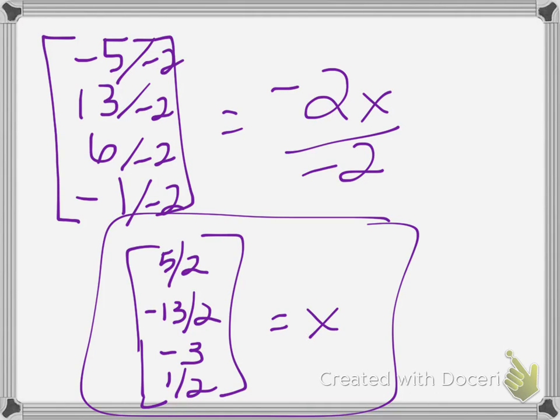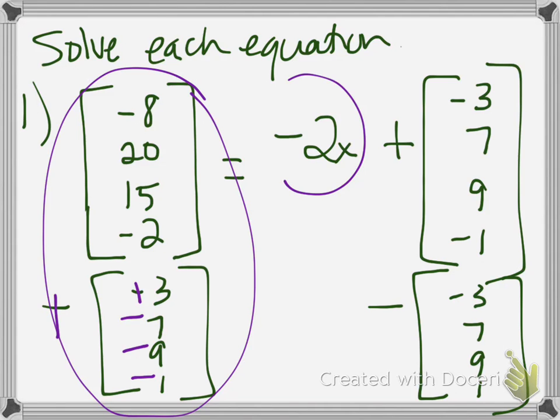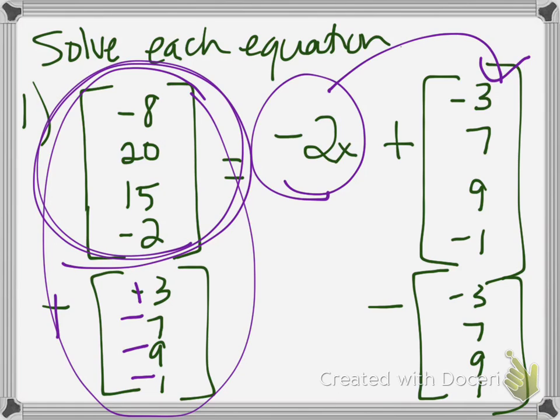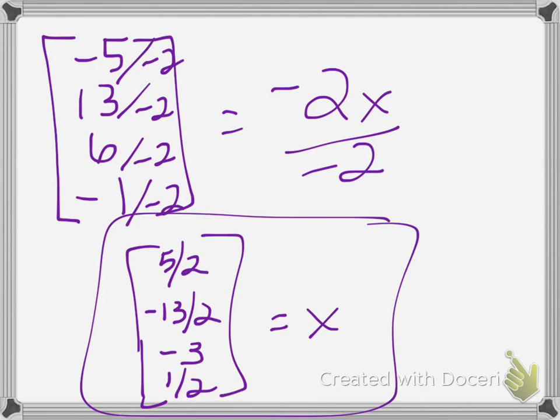If I substituted x back in, multiplied it by the scalar of negative 2, and added it to the matrix of negative 3, 7, 9, and 1, I should end up getting negative 8, 20, 15, and negative 2. You don't necessarily have to check your answers, but that's how you would truly check those answers.